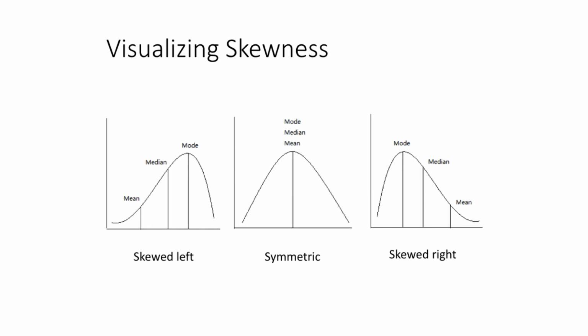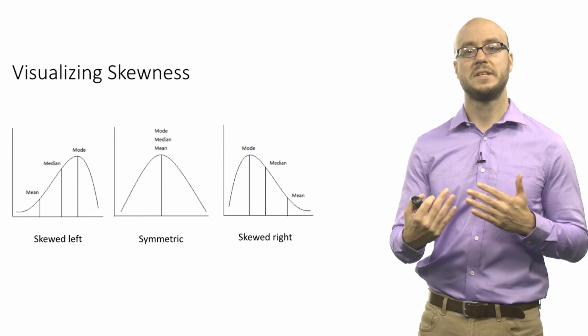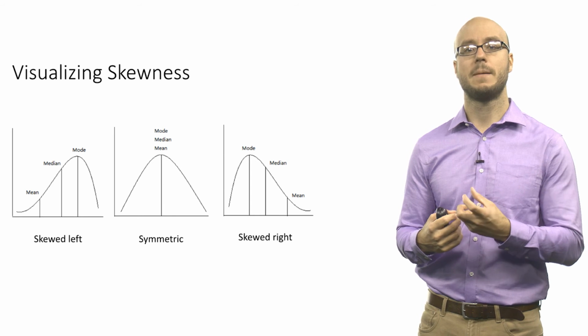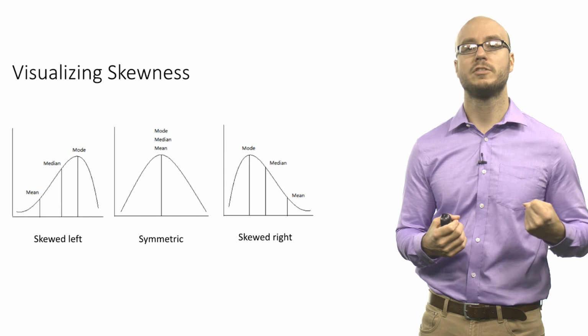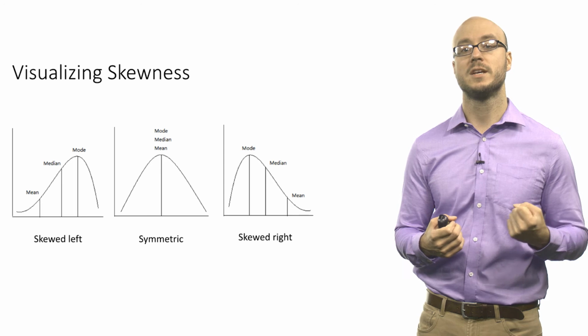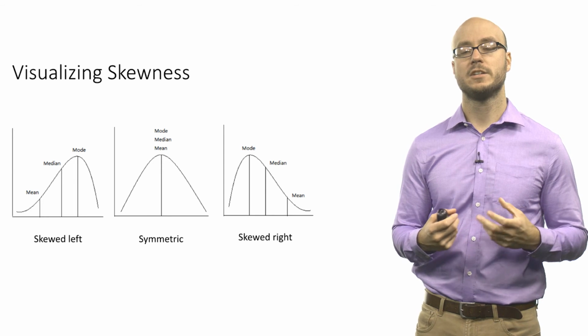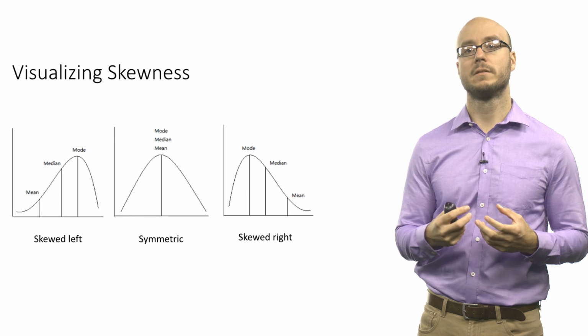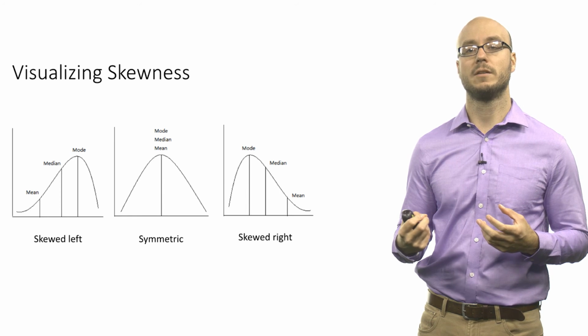And in a symmetric distribution, in general, the mean, the median, and the mode tend to be very similar. In a distribution that's skewed left, you have a tail that's skewed to the left. What generally happens is that the mean is pulled out in the direction of those extreme values in the tail. In a distribution that is skewed right, in general, the mean is pulled out in the direction of those outlying values.